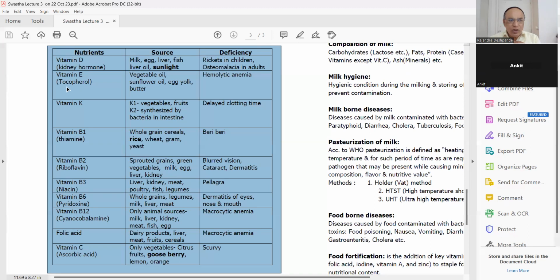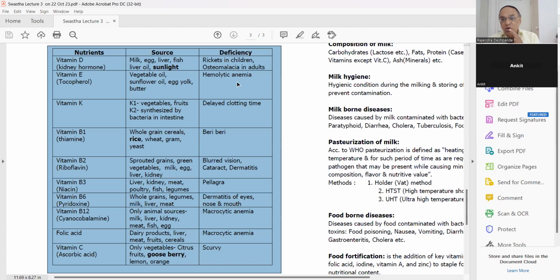Vitamin E is called tocopherol. Always remember these synonyms, paryay naam, different names. Vegetable oil, sunflower oil, egg yolk, yellow part, and butter. If you get less vitamin E, then you may suffer from hemolytic anemia. RBCs will break. Anemia, less hemoglobin. RBC count will be less.